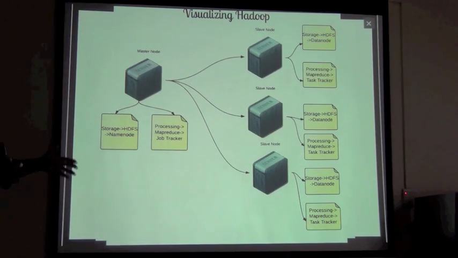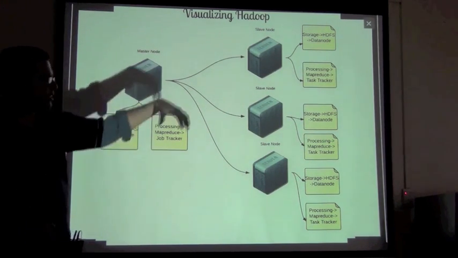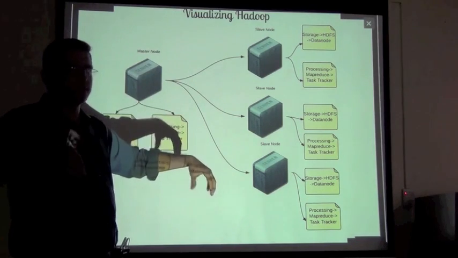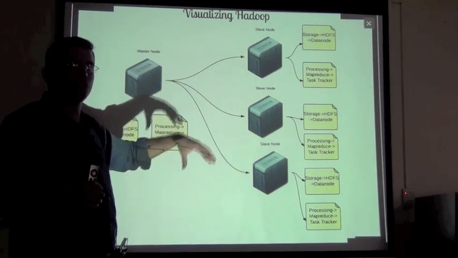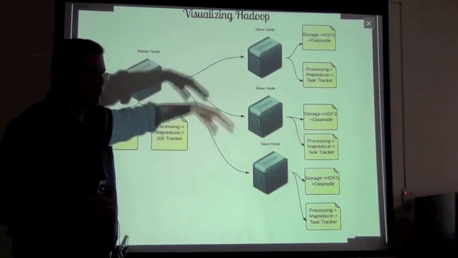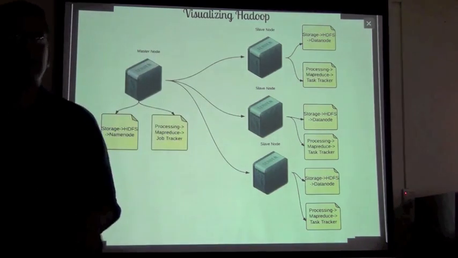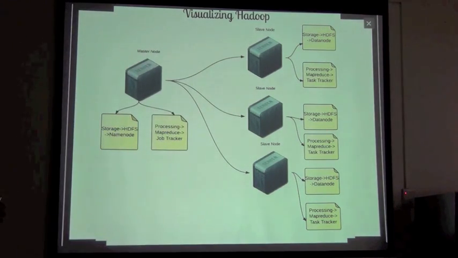Say there is a 5 node cluster. There is one master and 4 slaves. On the master, you'll have name node and job tracker running, and on the slave nodes, you'll have data node and task tracker running. That's Hadoop for you.